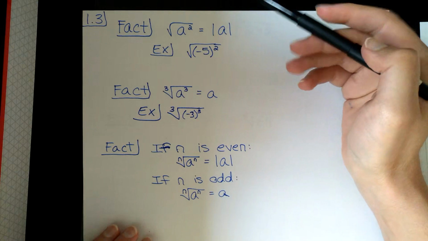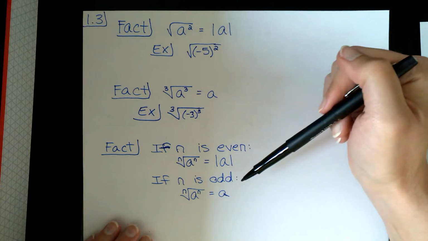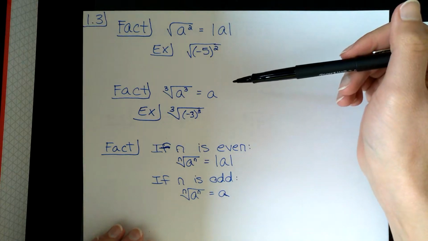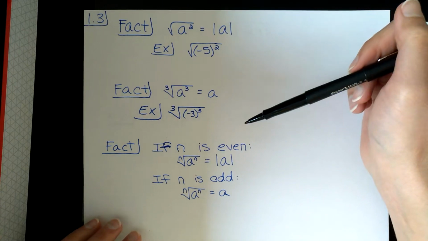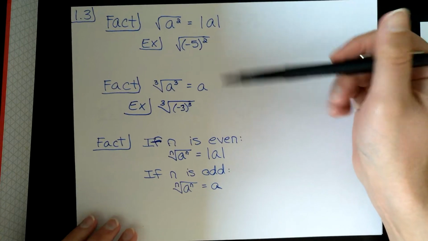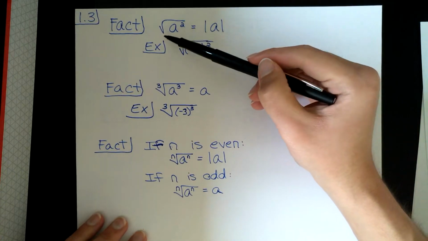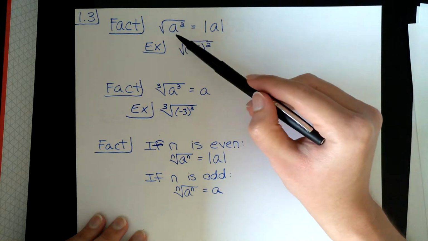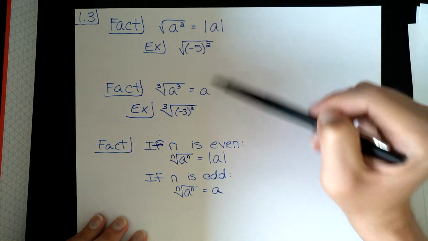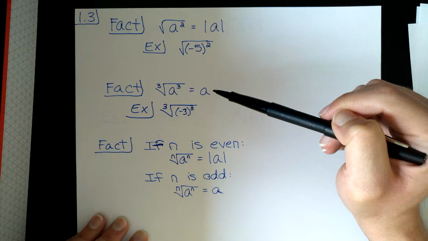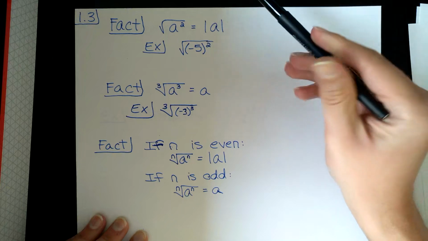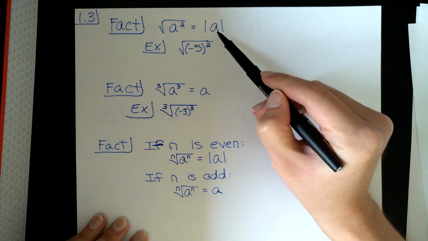From there, we're going to introduce a few more facts about simplifying roots. These will be a much faster method to go about it. So, the first fact is that the square root of a squared is equal to the absolute value of a. Let's go ahead and see why that is for a moment.